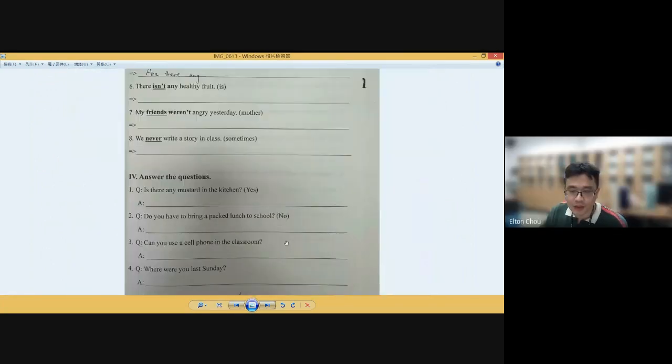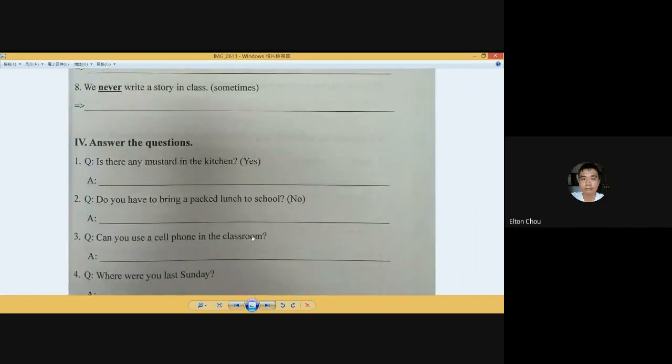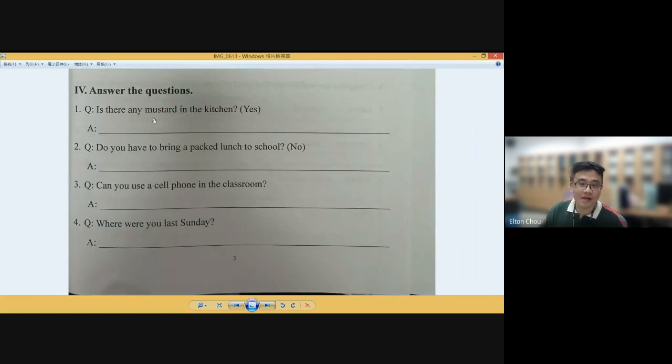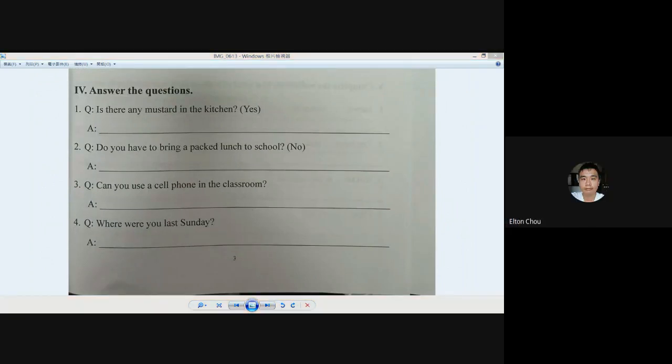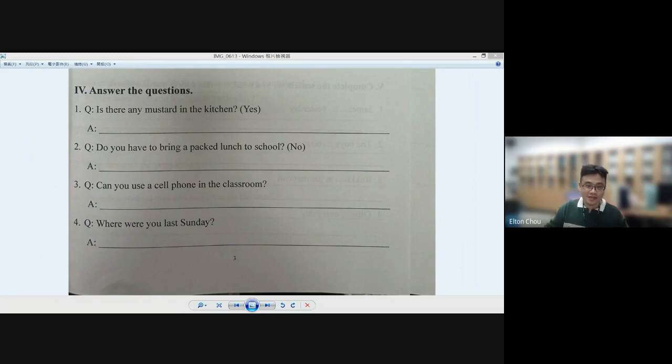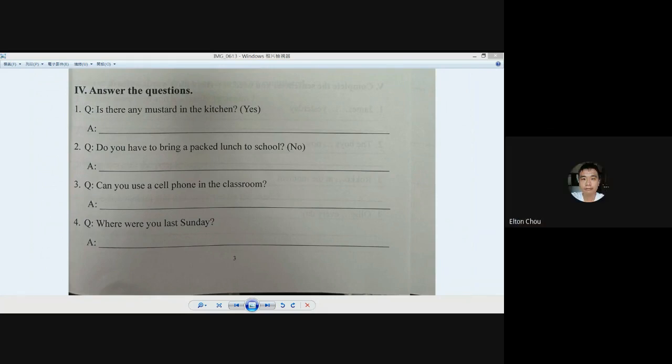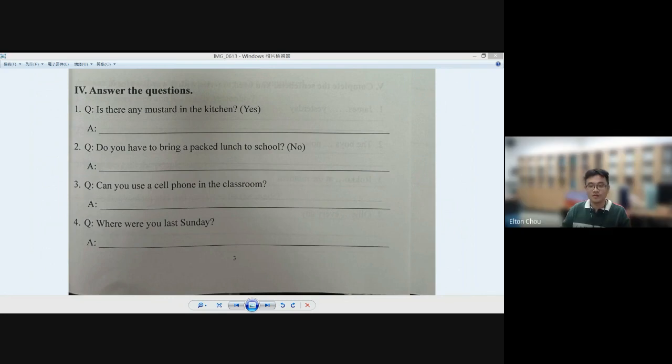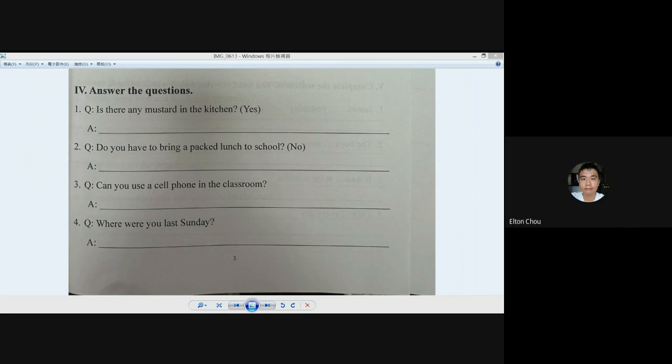Answer the question. Is there any mustard? Is there? Yes, there is. No, there isn't. Choose by yourself. You have to bring a packed lunch.